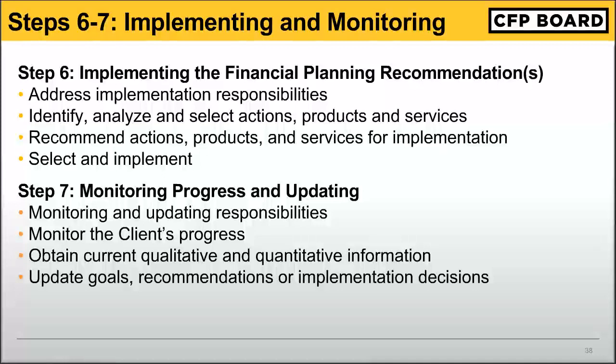So what has to happen here? You have to address monitoring and updating responsibilities. So that includes communicating very specific information to the client concerning the scope of the respective responsibilities of the CFP professional and the client. You have to monitor the client's progress, obtain current qualitative and quantitative information, so you're getting new information, and then updating goals, recommendations, or implementation decisions. So the monitoring progress part requires the professional to analyze at appropriate intervals the progress towards achieving the client's goals. The CFP professional reviews with the client the results of that analysis.